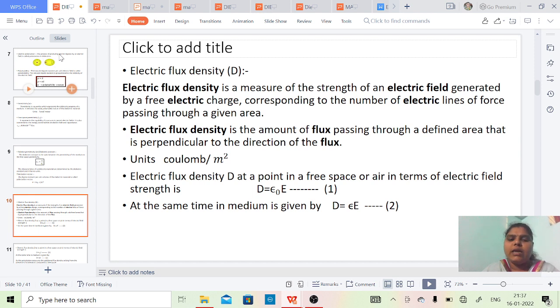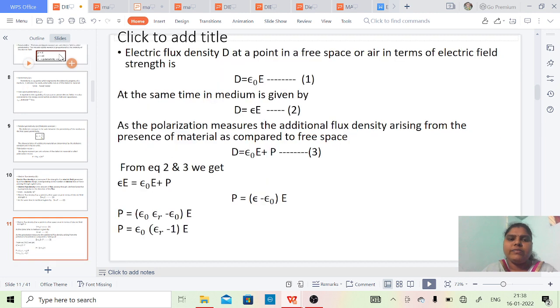Next, the electric flux density D at a point in free space or air, in terms of electric field strength, is D equals epsilon naught E. Here epsilon naught is the permittivity of free space. In a medium, it is given by D equals epsilon into E. So in free space it is D equals epsilon naught E, and within a medium, D equals epsilon E.